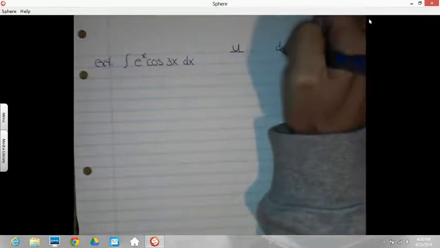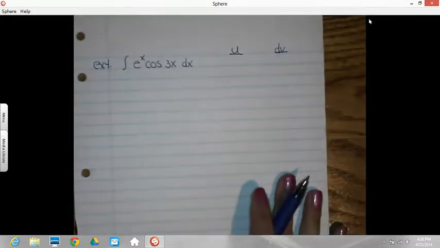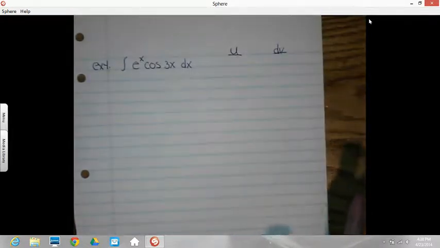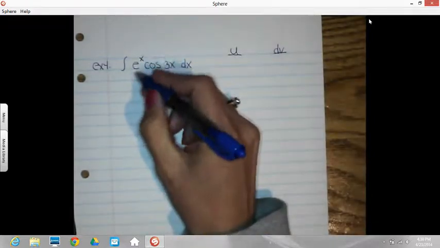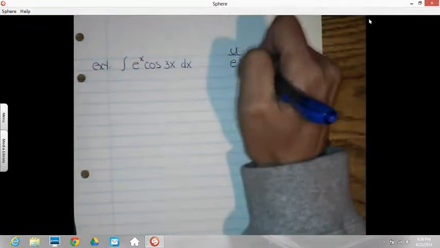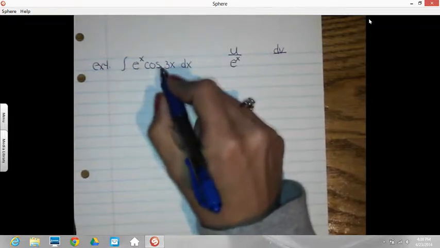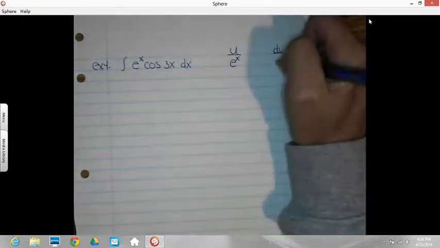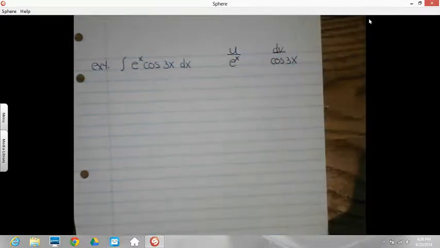Okay, so we've got a u and a dv to define because I've got an x term times another x term that I can't integrate. So at this point, I'm not sure which one to put where. I'm just going to try the e to the x here because I can integrate both of these and I can do the derivative of both of these. So I'm going to start here, and this is the right way.